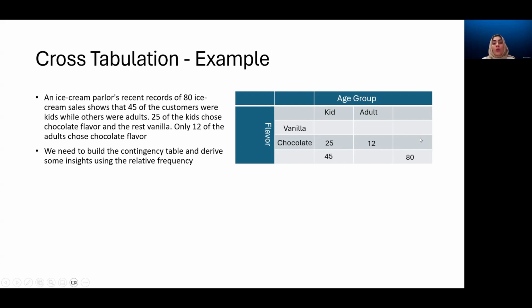Now we need to calculate the rest of the values, and we can do that very easily. In this row, we know two values, and we know that when we add these up, we get the marginal total for this cell. And we also know that we have two values over here, and we can calculate.